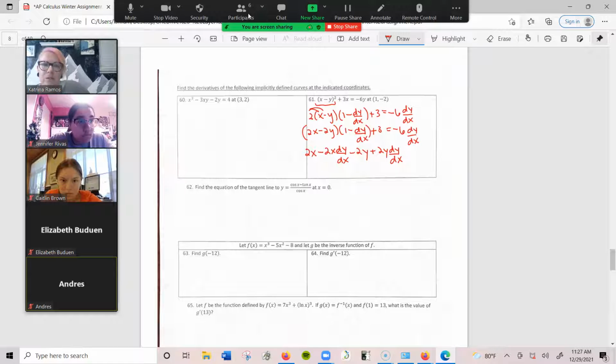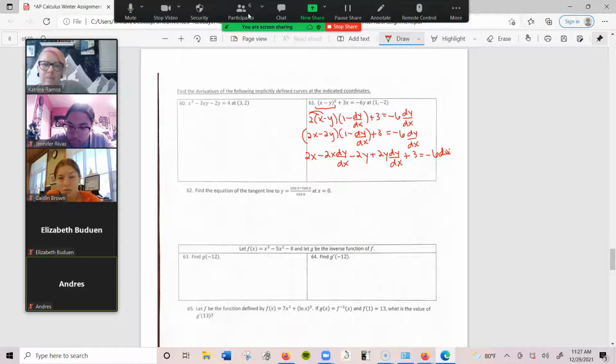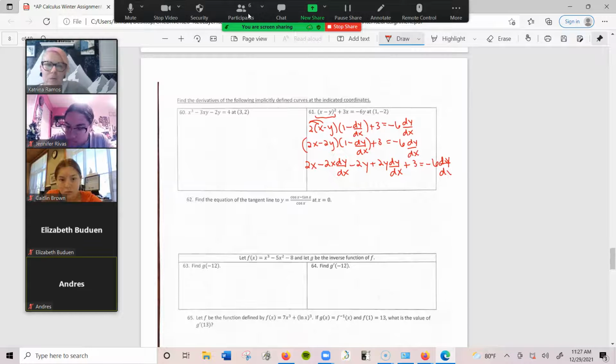Then we have the plus 3 is equal to negative 6 dy dx. Is this okay up to here?